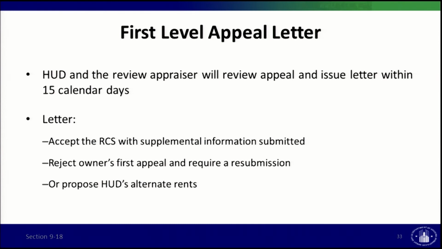HUD and the review appraiser will review any appeal and any supplementary information that has been submitted within 15 calendar days of the later of the owner's appeal letter or the meeting or conference call. In the letter, the regional office can then accept the RCS with the supplemental information, can reject the owner's first appeal and require resubmission, or propose HUD's alternative rents.